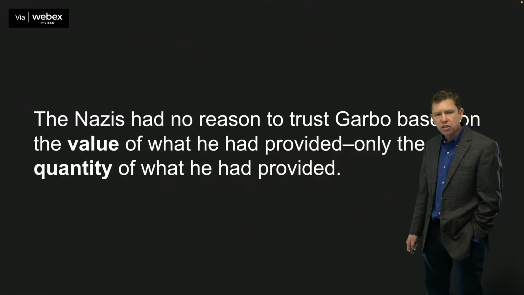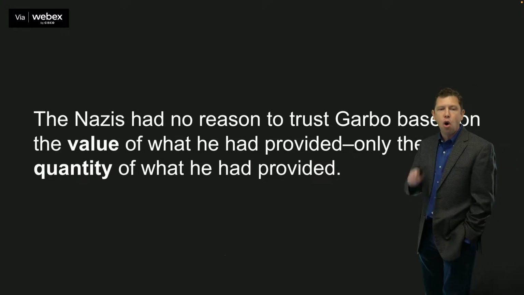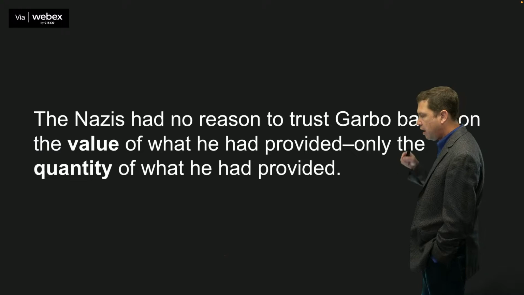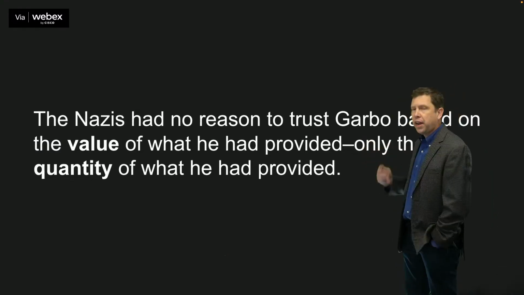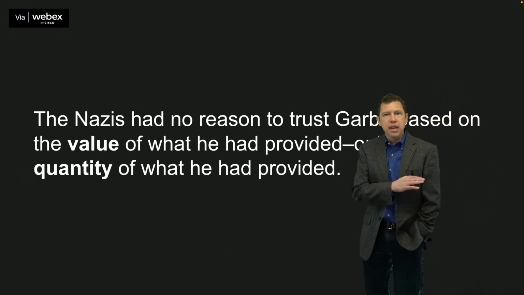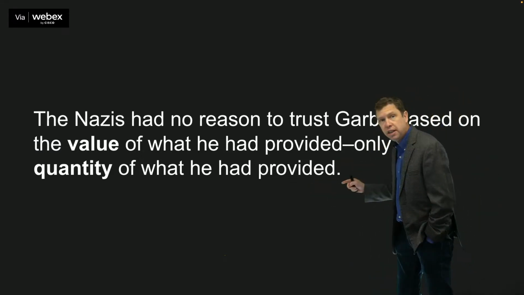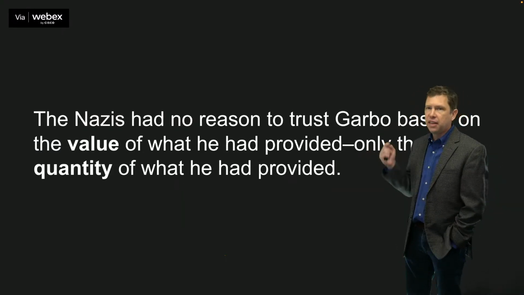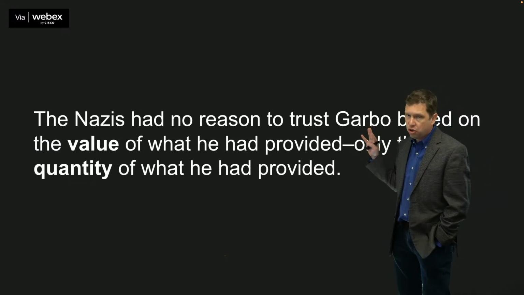So the Nazis had no reason to trust Garbo based on the value of what he had provided, only on the quantity of what he had provided. So if the Nazis went back through and said, okay, we've got these 27 agents here, what have they actually helped us do in the war? The answer would have been nothing, right? None of what they provided gave them any value. However, the quantity of what they had done made the Nazis think that it was very trustworthy and that they needed to pay attention to it. So trustworthy that they were still hanging out around Calais 2 months after the Normandy invasion.